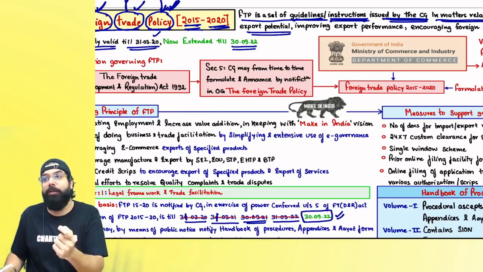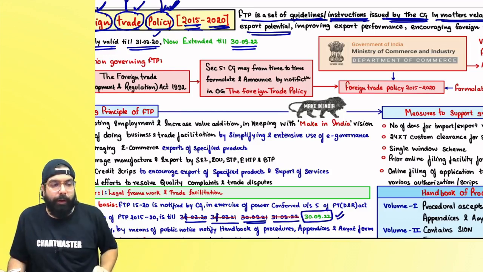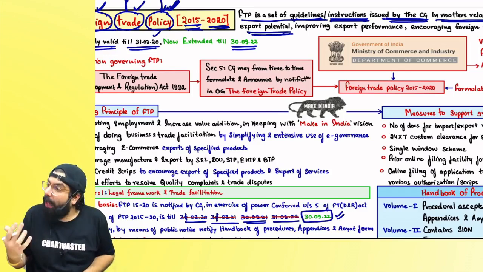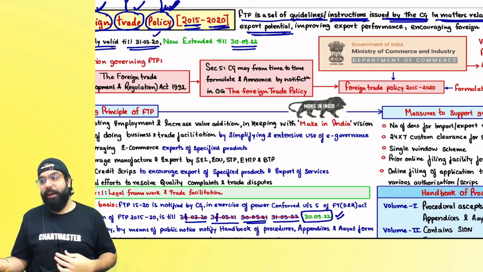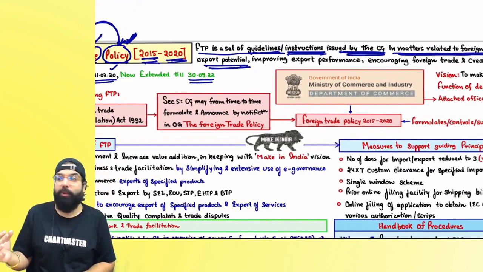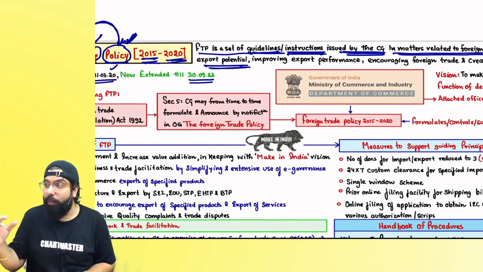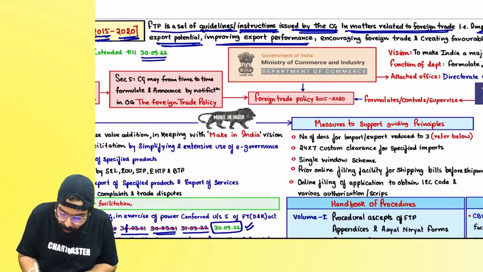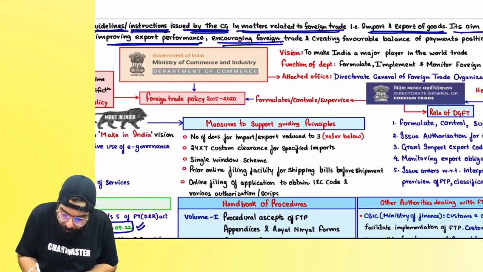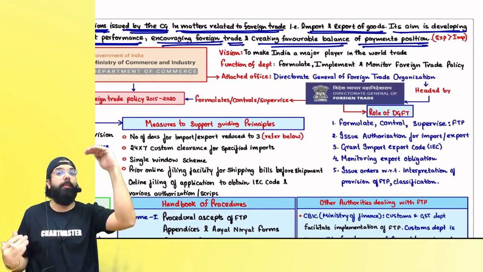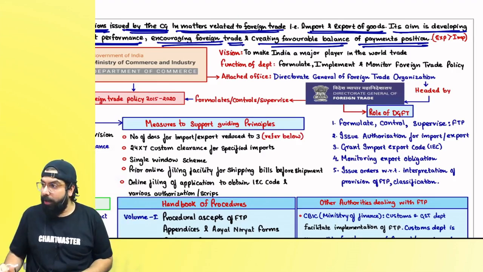Councils will go and search where there is a requirement for Indian goods. Export councils are created. Right now, there is one council for leather and one for textile. They search where the need for Indian goods is. Then improving export performance, encouraging foreign trade, and creating a favorable balance of payment is also very necessary, because exports should be more than your imports. Can I go ahead, everyone?